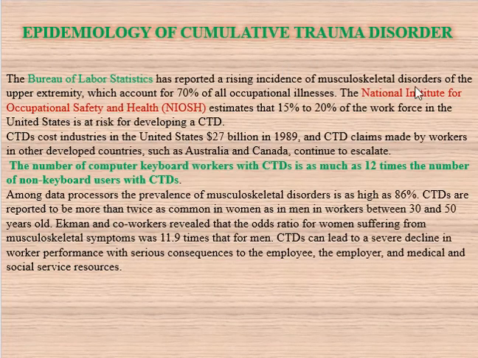Epidemiology of cumulative trauma disorder. The Bureau of Labor Statistics has reported a rising incidence of musculoskeletal disorders of the upper extremity, which accounts for 70% of all occupational illness. Then, the National Institute of Occupational Safety and Health estimates that 15 to 20% of the workforce in the United States is at risk for developing a CTD.